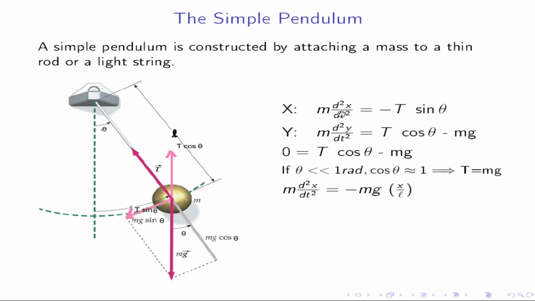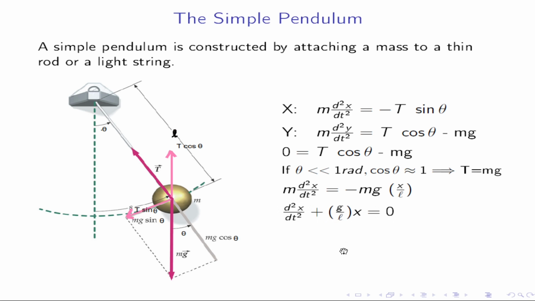Therefore m d square x by dt square is minus mg sin theta. But if this distance is x, let us consider this as a triangle, then sin theta is x by L. Therefore m d square x by dt square is equal to minus mg into x by L. That gives d square x by dt square plus g by L into x equal to 0.